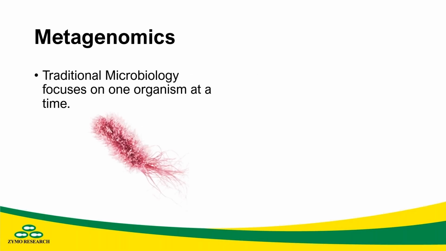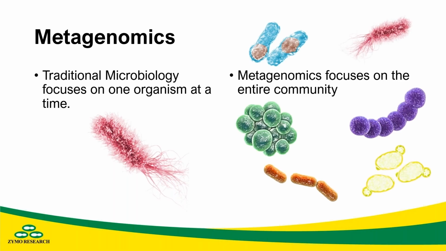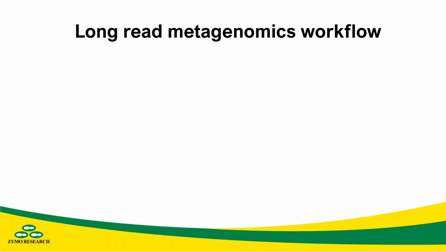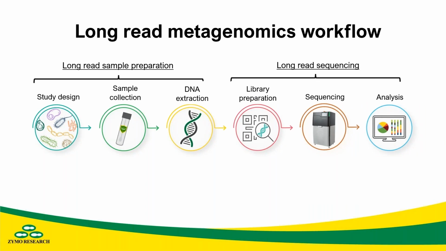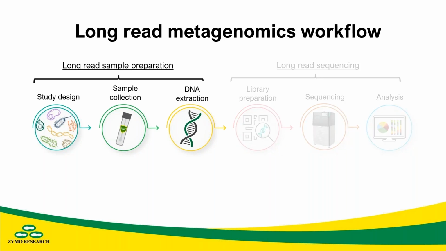Traditionally, in microbiology, we focus on characterizing one or a few organisms at a time, whereas with metagenomics, we're interested in the entire community present. So there are different challenges we must consider. The metagenomics workflow can be broken down into two parts: sample preparation involving study design, which includes the use of appropriate standards, sample collection and DNA isolation, and sequencing, which begins with library preparation, followed by downstream bioinformatic analyses. And I'm going to be discussing sample preparation today.